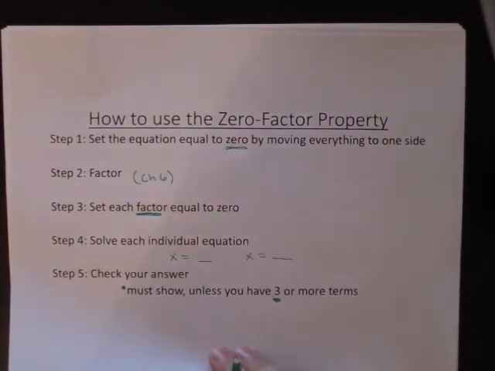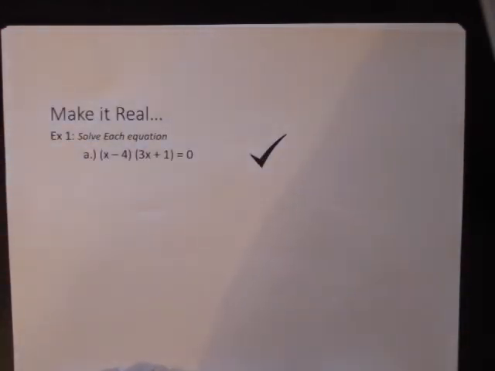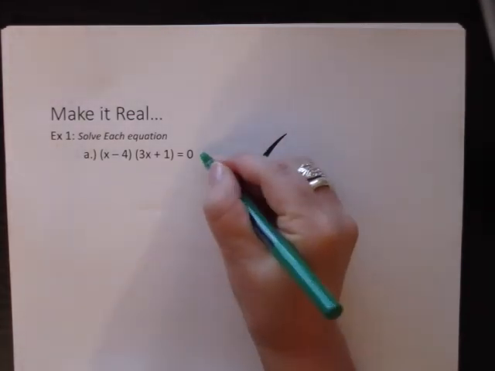So let's make this real. Solve each equation. We've got x minus 4 times 3x plus 1 equals 0. Step 1, we have to make sure the equation is set equal to 0. So step 1 is done.